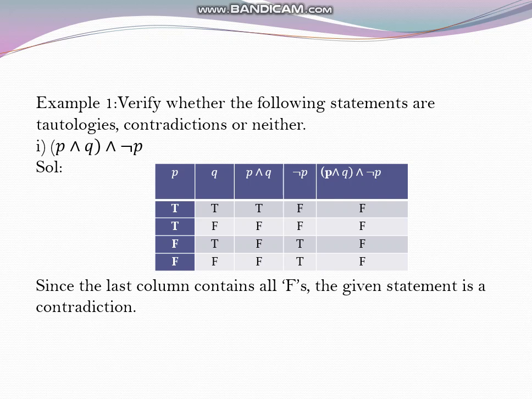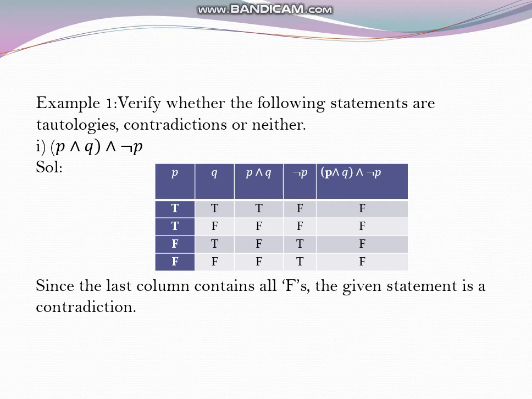Verify whether the following statements are tautology, contradictions, or neither. So the statement is P and Q and negation P. There are two propositional variables, so how many rows will there be? 2 raised to 2, therefore 4 rows. The third column will be P and Q, the fourth will be negation P, and the fifth will be the compound statement which is given, P and Q and negation P.